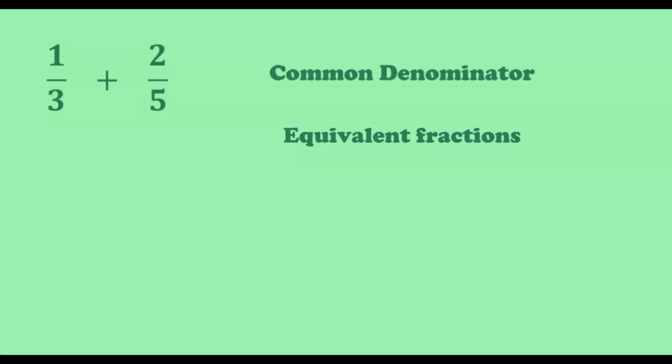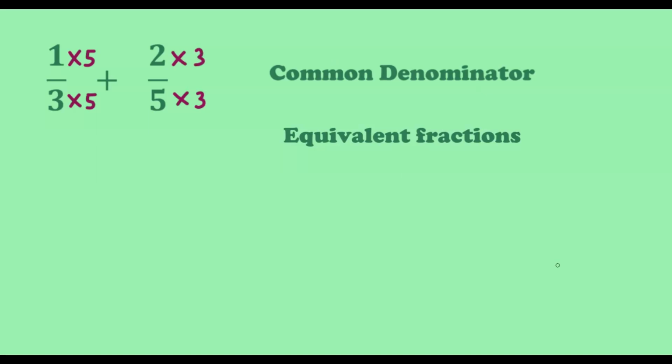So have a look at the first fraction. The denominator is 3. And how do we change 3 to 15? We multiply 3 by 5. And since we want an equivalent fraction, we also need to multiply the numerator by 5. Now, for the second fraction, the denominator is 5. How do we change 5 to 15? We need to multiply it by 3. And since we want an equivalent fraction, we need to multiply the numerator by that same number 3.